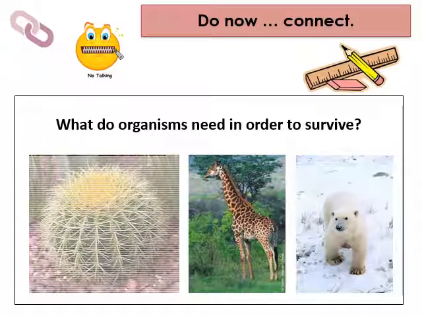Moving on from competition then, I want to complete a couple of Do Now Connect activities to make sure we're all confident with where we're at. So the first thing I'd like to do is write down in your own words what you think organisms need in order to survive. Think back to what we covered in the last lesson. I've added a few photos that might help you out. Write down all of your ideas for me now.